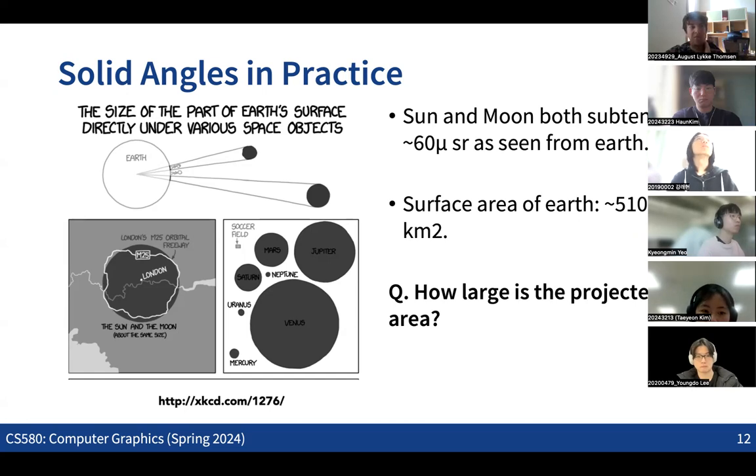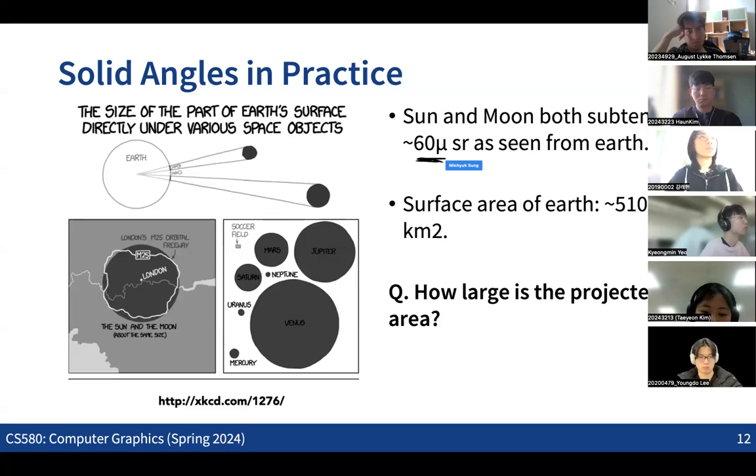Have you seen the solar eclipse, the total eclipse? In cases of a total eclipse, you can see that the sun is totally occluded by the moon while leaving a very thin ring, right? Which means that the sun and the moon have almost the same solid angles, making almost the same projected area over the Earth, which is a very interesting natural phenomenon. So we basically have almost the same solid angle for the sun and the moon.